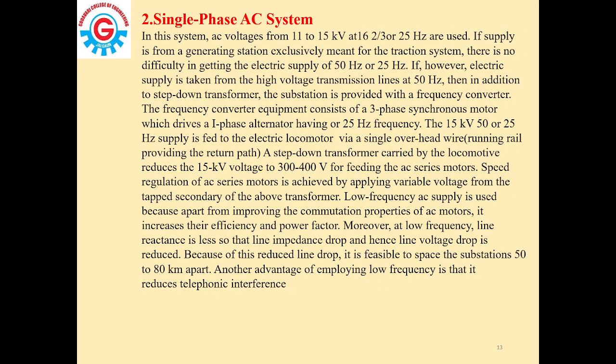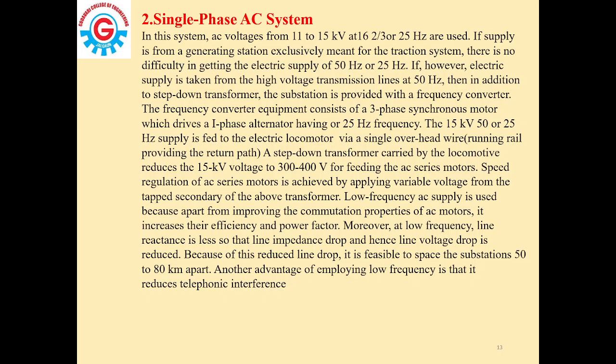In this type of system, AC voltage from 11 to 15 kV at a frequency of 50 Hz or 25 Hz is used. If the supply is from a generating station exclusively meant for the traction system, there is no difficulty in getting the electrical supply of 50 Hz or 25 Hz.